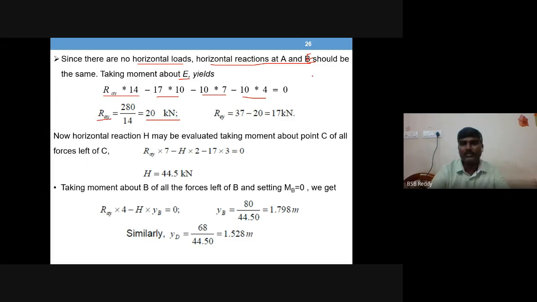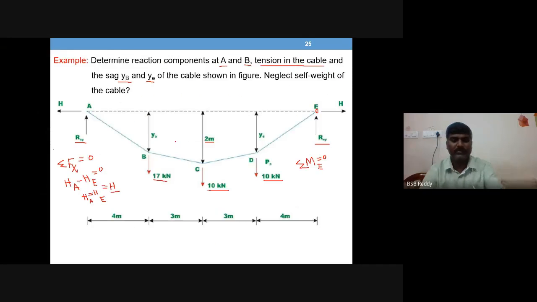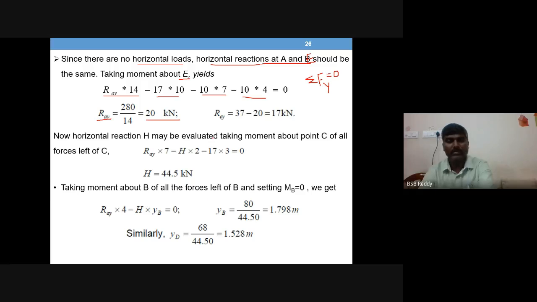Now by applying sigma Fy equal to 0, you can get another vertical reaction, right? Sum of all vertical forces is equal to 0. So RAY plus REY minus 17 minus 10 minus 10. These three are downwards and only these two are upwards. Total 5 vertical loads.